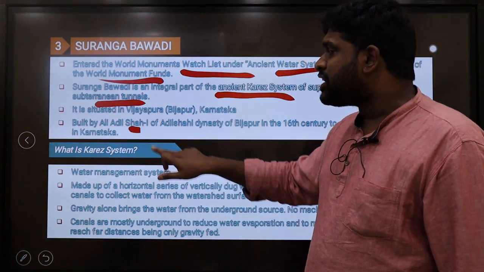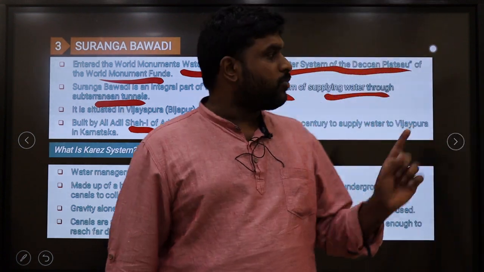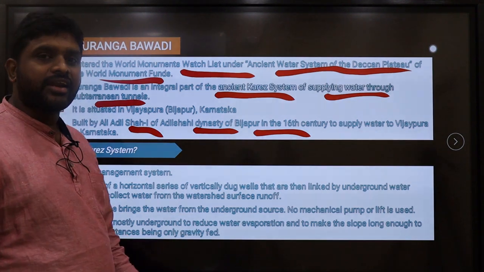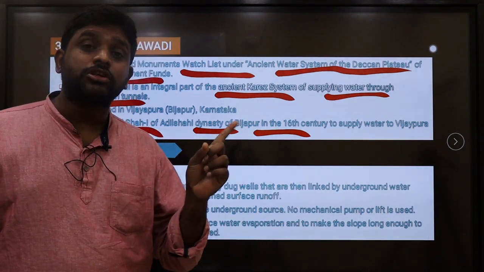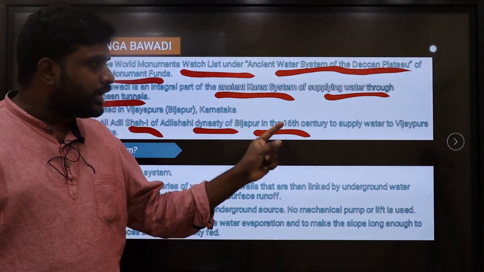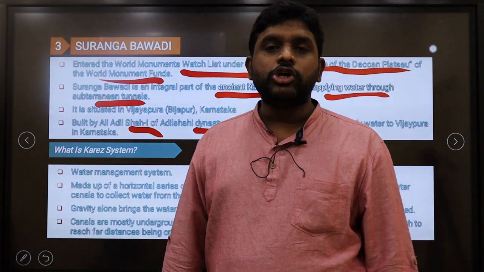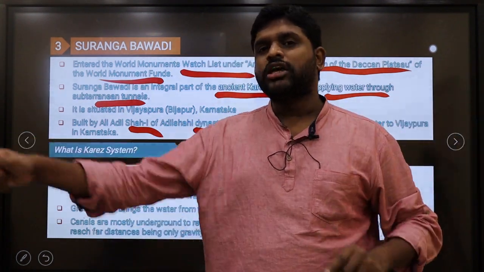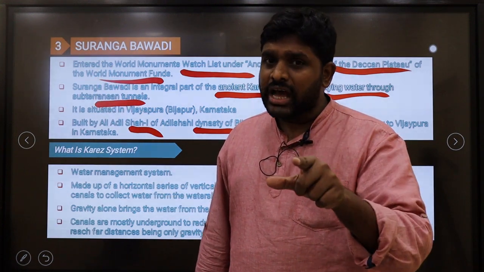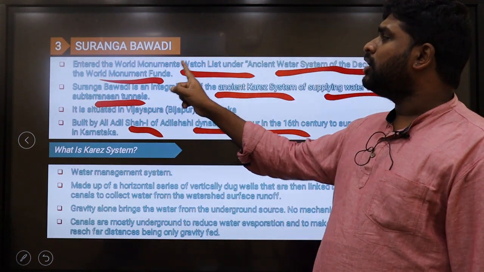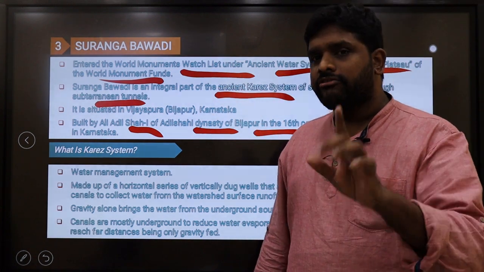Built by Ali Adil Shah I of the Adil Shahi dynasty of Bijapur in the 16th century to supply water to Vijayapura in Karnataka. So underground water is flowing through gravity, not with motors, with gravity. So that is what is important. In the 16th century itself, they had this technology of pumping water from one location to another, far distance. That is Suranga Bavadi, and it entered the World Monuments Watch List under the Ancient Water System of the Deccan Plateau of the World Monument Fund.